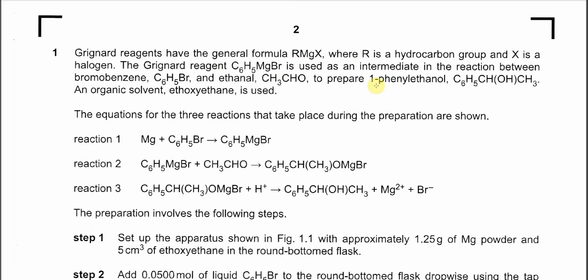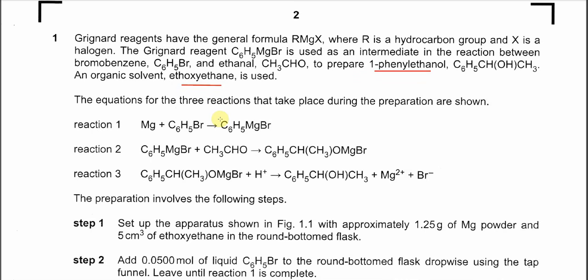In this question, it is used to form 1-phenyl ethanol, and the Grignard reagent will react with ethanal to produce this alcohol. There is an organic solvent used during the reaction, which is epoxyethane. There are 3 equations here to make you more familiar with the reaction. The first reaction is magnesium with bromobenzene, which produces the Grignard reagent.